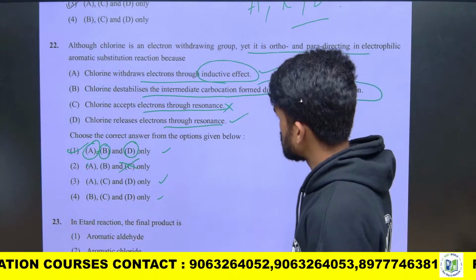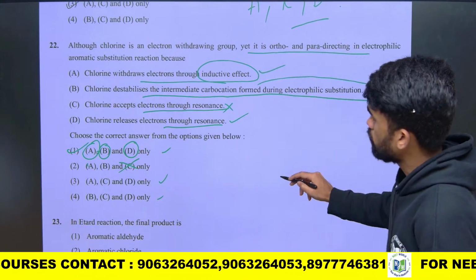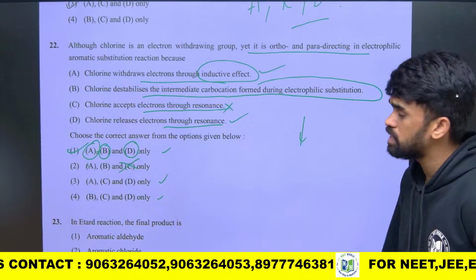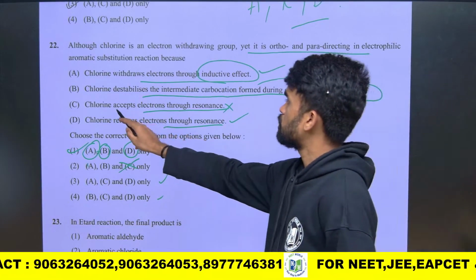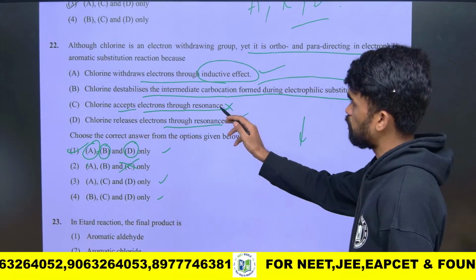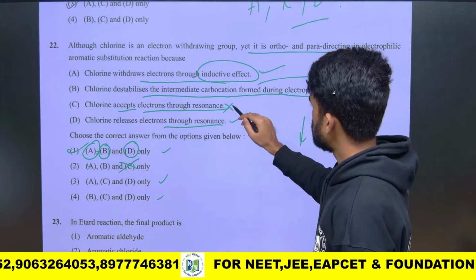Then next, why is C not correct? Chlorine will release the electrons through resonance, but they are saying it accepts the electrons through resonance, which is exactly opposite to option D. So it is incorrect.